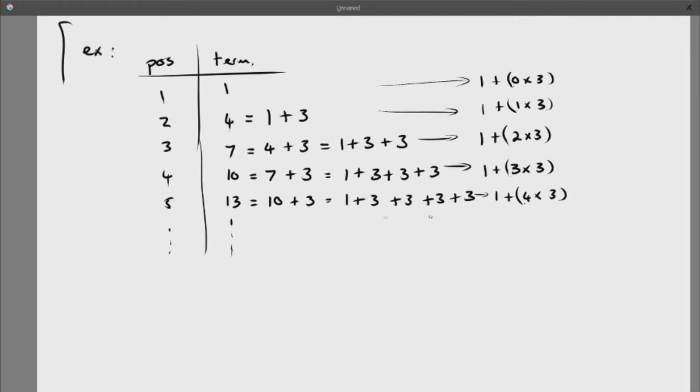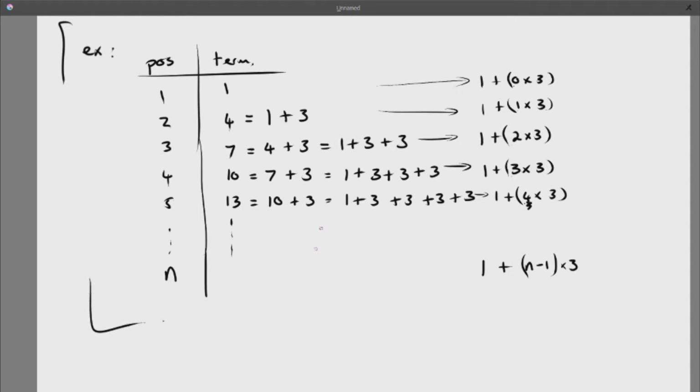If I'm in position 5, it's a 4. If I'm in position 4, it's a 3. Position 3 is a 2. So if I'm in position n, what is this going to look like? N minus 1? It's going to be the 1 is always there, plus a certain number of 3's, n minus 1 times 3. Now that's specific to our example, but we can certainly write that up here.